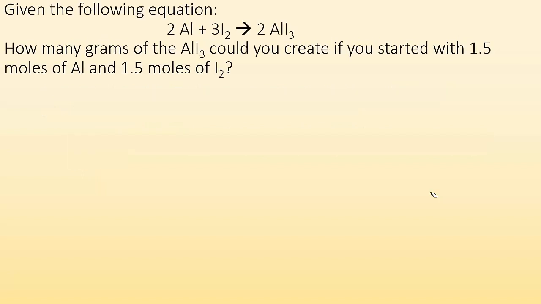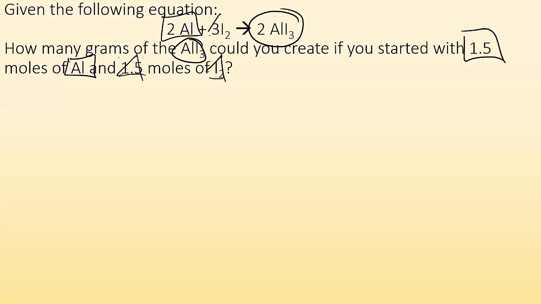It says, given the following equation, how many grams of AlI3 could you create if you started with 1.5 moles of Al and 1.5 moles of I2? So for this, I like to use circles, boxes, and triangles. So they're interested in this. So that's this stuff. If you started with 1.5 moles of Al, so the Al is boxed, and 1.5 moles of I2, I'm going to put a triangle around I2. It gets a little messy, but it helps me. You could not do that. I'm just saying what works for me, okay?